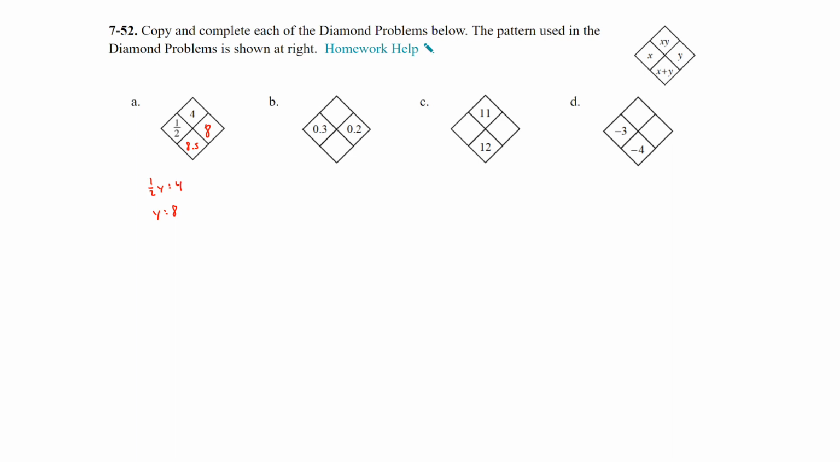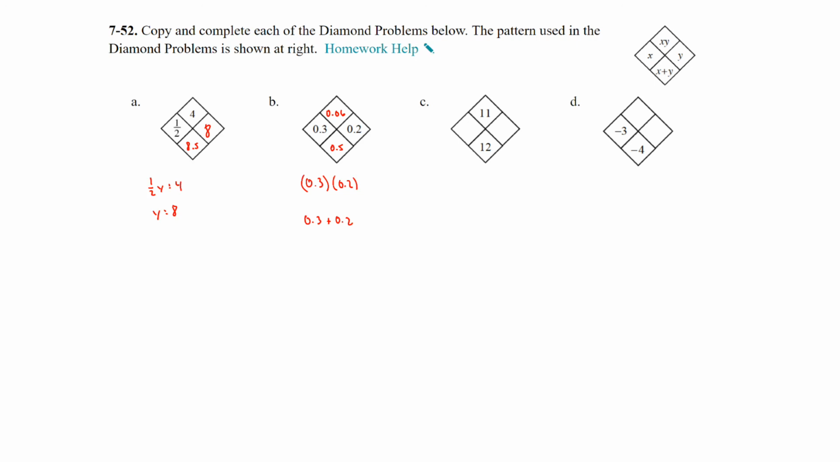Part B gives you x and y. So on that one, we just need to take 0.3 and multiply by 0.2. And that'll give us a value of 0.06. And then also 0.3 plus 0.2. And that'll give you a value of 0.5. So part B was giving you the x and y, so you just had to add and multiply.